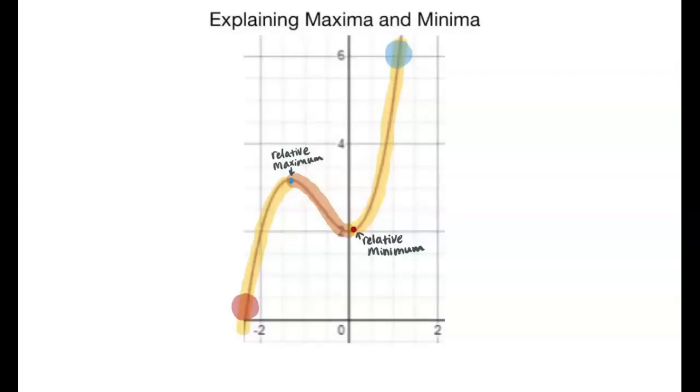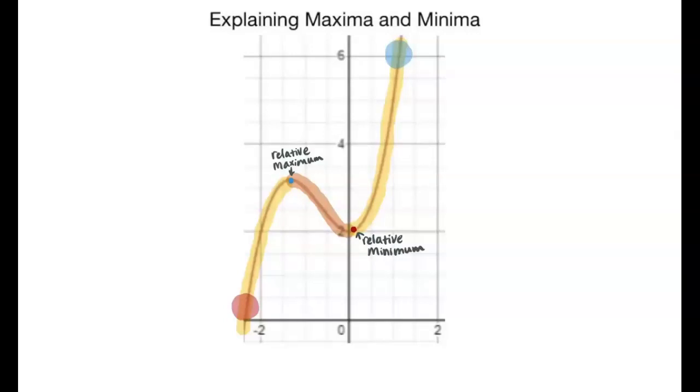We can see that the relative maximum point and the relative minimum point are not actually the highest and lowest points on the graph, since there are points to the left side of the graph that have a smaller y value than the relative minimum point, and there are points to the right side of the graph that have a larger y value than the y value at the relative maximum point.